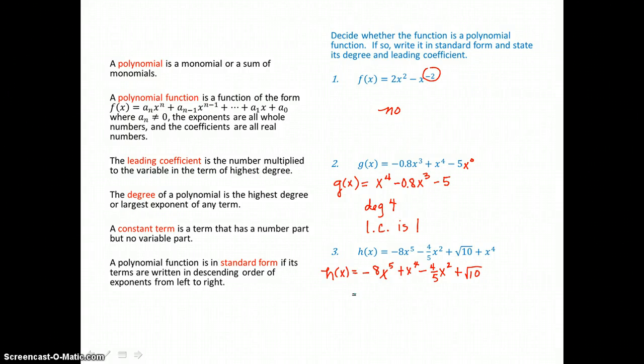Okay, then we'll pick out the degree, which is 5, the largest exponent of any term, and the leading coefficient is negative 8.